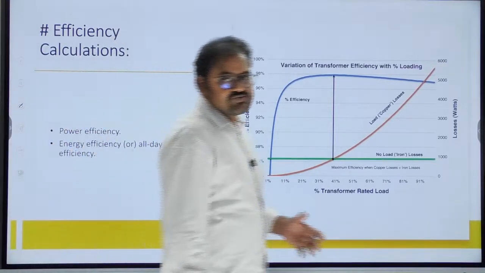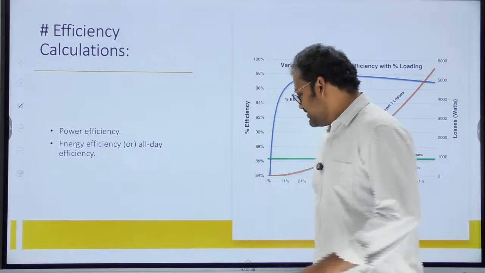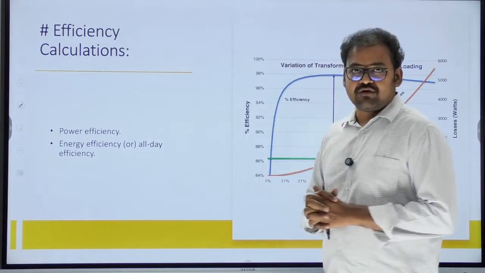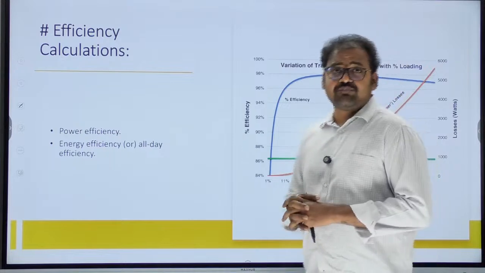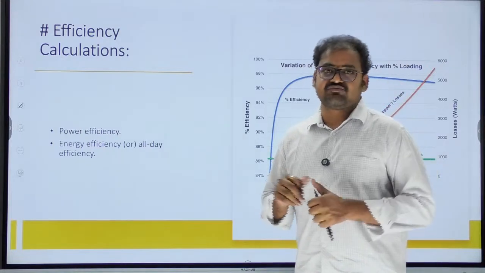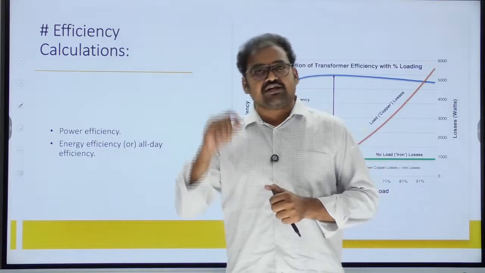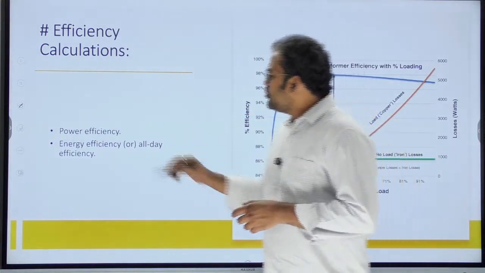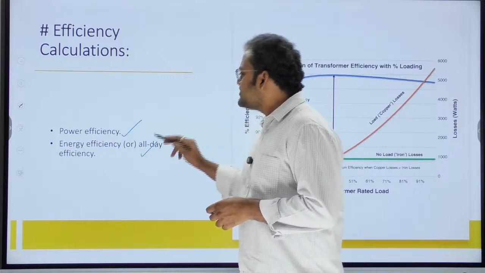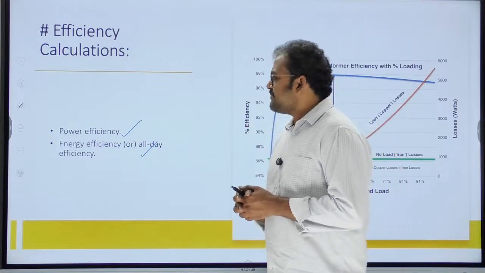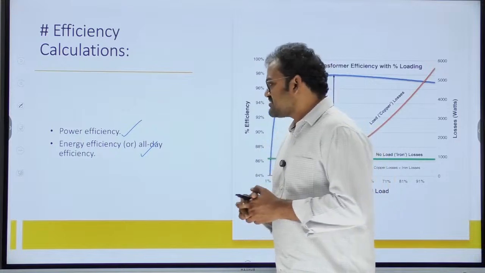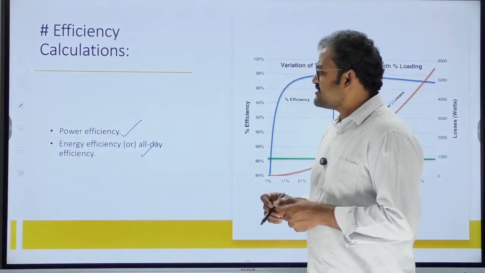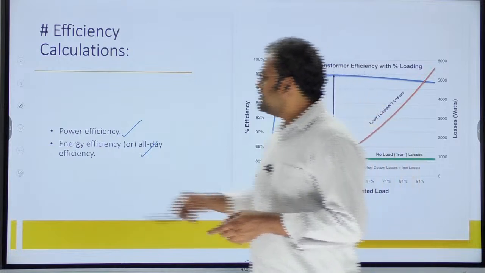All right, now let's move to our next discussion, that is efficiency calculations in transformer. Efficiency is one of the important performance parameters in a transformer. We must design transformers to have higher efficiency always. But there are two types of efficiencies we will generally study in transformers. One is power efficiency, another one is energy efficiency. Energy efficiency is also known as all-day efficiency of the transformer.